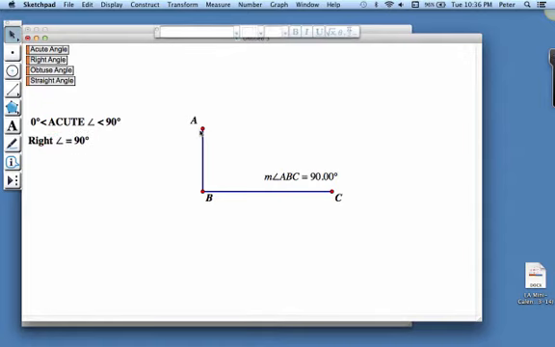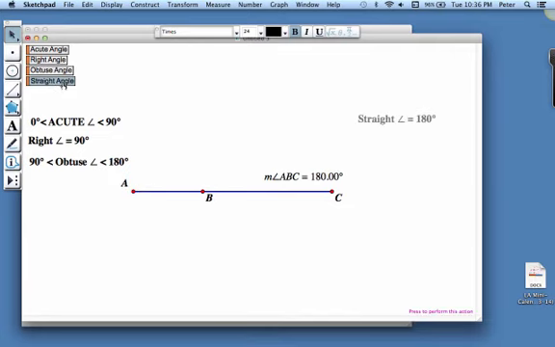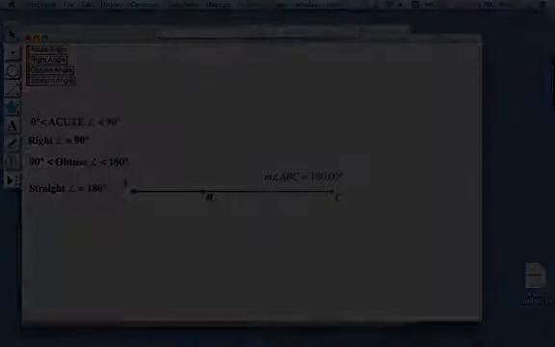As A rotates and becomes larger, we get angle measures that are greater than 90. Those are called obtuse angles. And if we become a straight line, we make what's called a straight angle. And a straight angle is equal to 180 degrees.